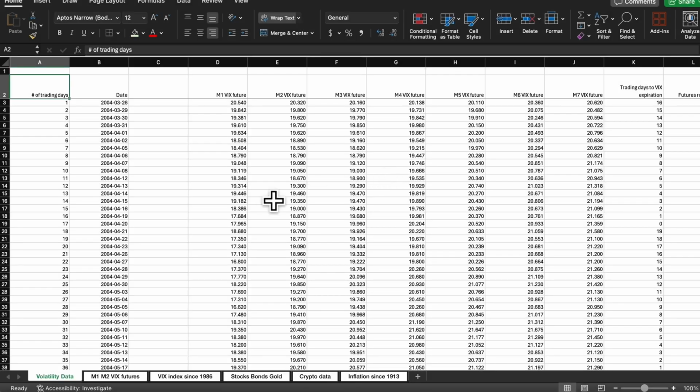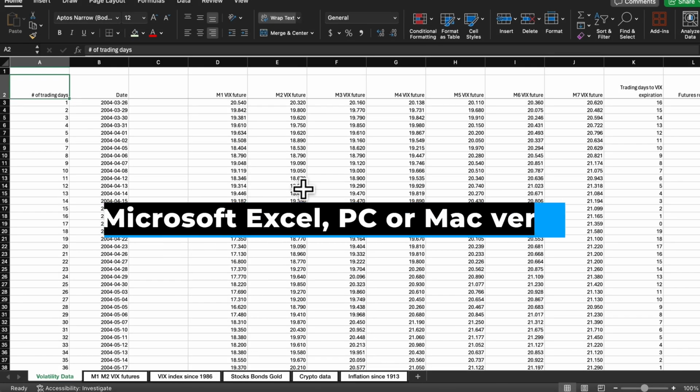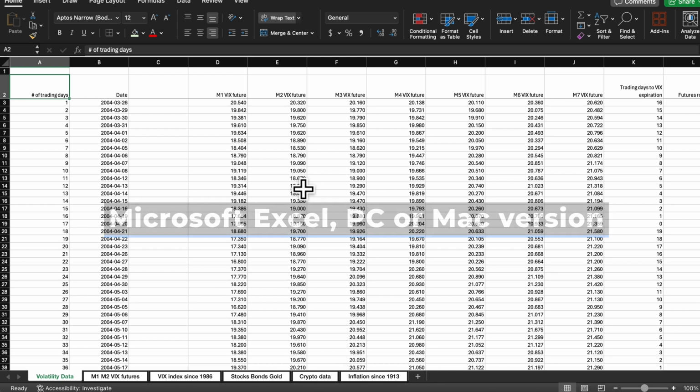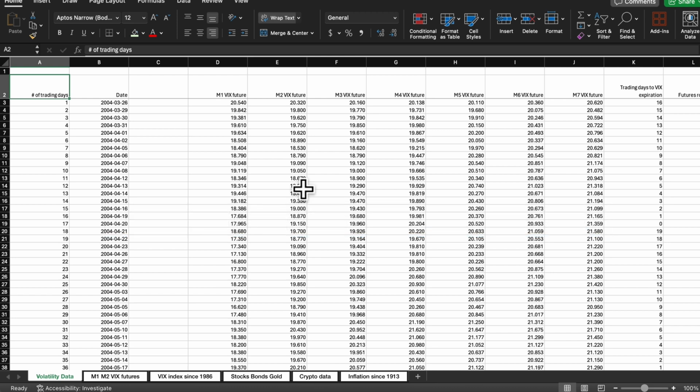This is a work in progress, but it's for all of you volatility traders out there, so let's get into the spreadsheet. All right, so this is what the spreadsheet looks like. Now, you will need Microsoft Excel to look at this, but it'll work in a PC or Mac version. I use a Mac, I'm an Apple fanboy, don't hold it against me. I've tried a few times to get out of the Apple ecosystem, but they just somehow keep pulling me back in, but it'll work on both versions.